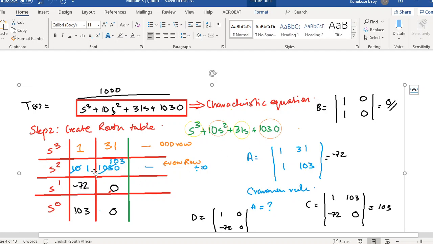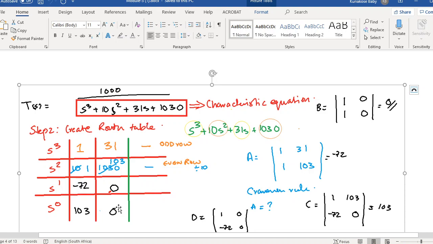Now one of the good things about the Routh table is that if there is a common denominator that you can use to divide throughout to make the Routh table simpler, then you can do so. In this case, you can divide throughout by 10. So I've divided the s squared row throughout by 10. Therefore, I end up getting 1 and 103. So this is how we populate the s cubed and s squared rows. But now we need to find out what is s raised to 1 and s raised to 0, right?